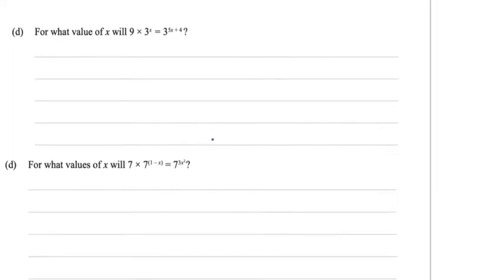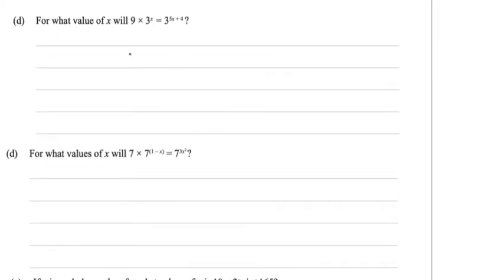Next question. For this one it is the same. As we mentioned, it will be easier if we can turn everything into the same base. We have 3 and 3. We want to turn 9 into the same base. 9 is equal to 3 times 3. Therefore it is 3 to the power of 2 times 3 to the power of x equals 3 to the power of 5x plus 4.